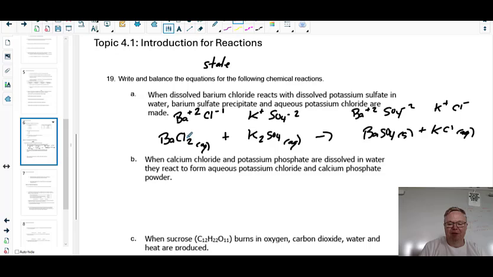And now we just need to make sure we balance it. So 2 Cl's here, we need to have 2 Cl's over here. There's 2 K's, that gives me 2 K's. Looks like we're all set and hunky-dory. All right, moving on to the second one.